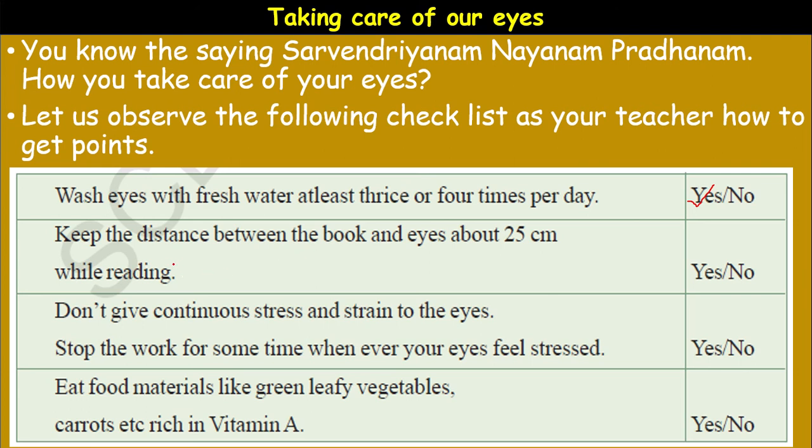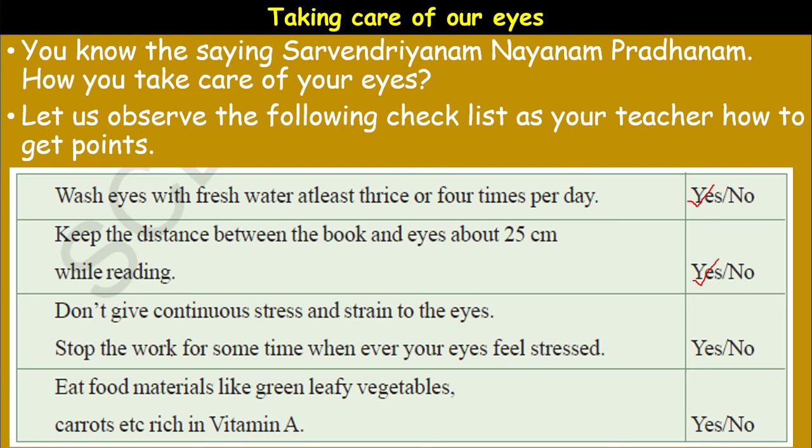Next, keep the distance between the book and the eye about 25 centimeters while reading. It is very important. How much distance you are maintaining helps a doctor to recognize whether you have sight problems or not. The optimum distance between a book and your eye is 25 centimeters while reading.